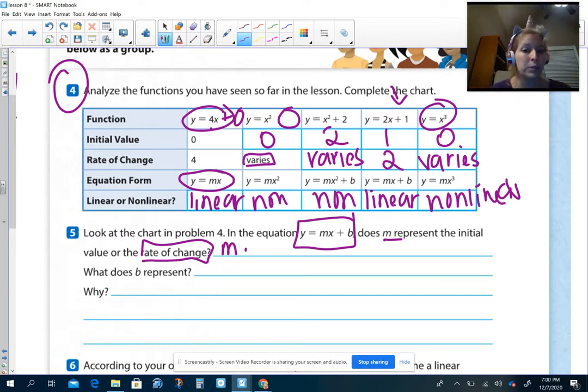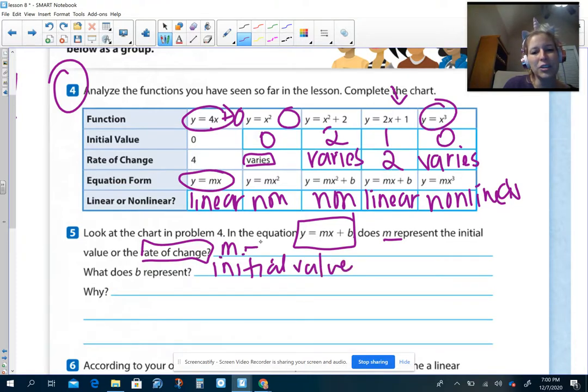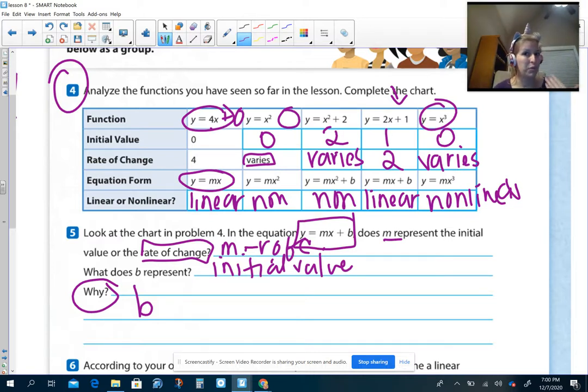What does my b represent? My b represents the initial value. It's the value that's by itself. So here's your rate of change. Your initial value is what's by itself, right? So my initial value is what I'm starting with. It's what I'm going to begin with before I start having multiple x's, right?